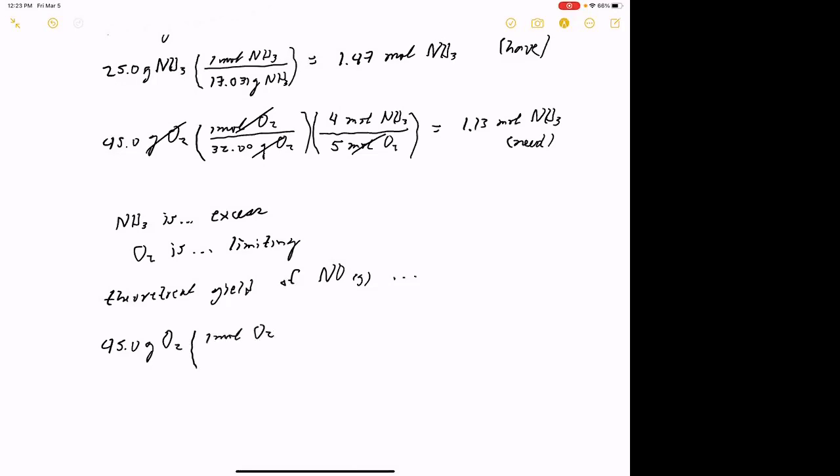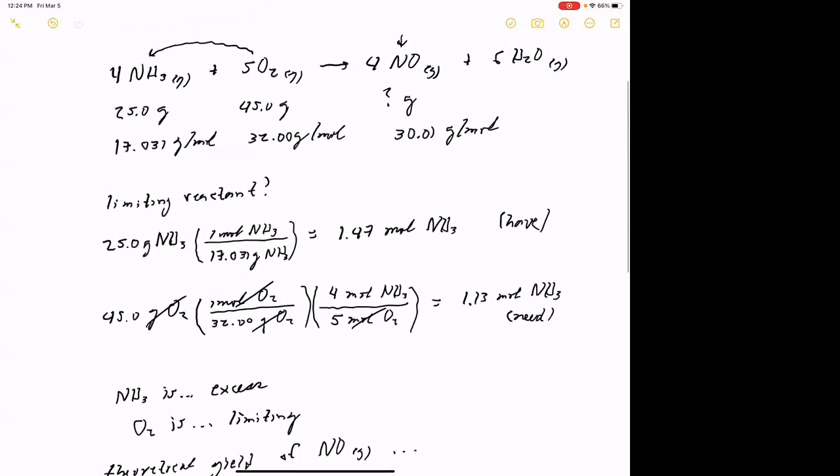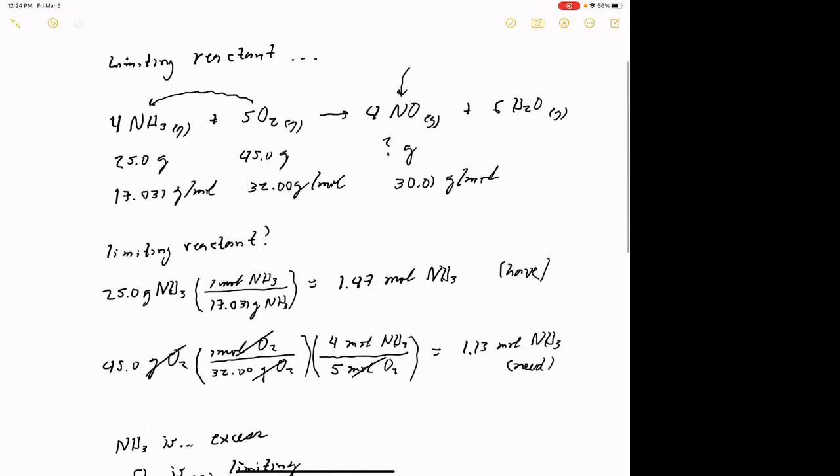So 1 mole of O2 we said was what, 32 grams of it. Okay, now I need a new mole bridge, don't I? So let's go back up to the balanced chemical reaction equation here. Now I need to go from the O2, which is my limiting reactant, back to the NO, don't I? So I have a new mole bridge here I can use.